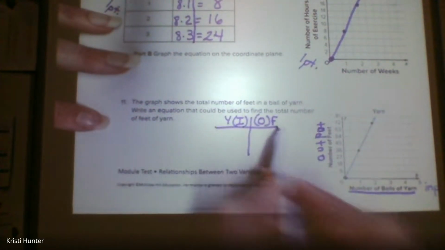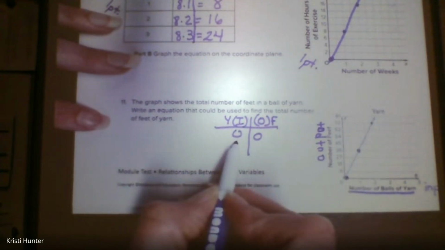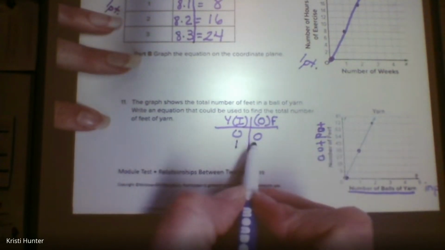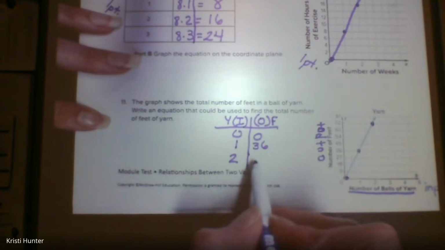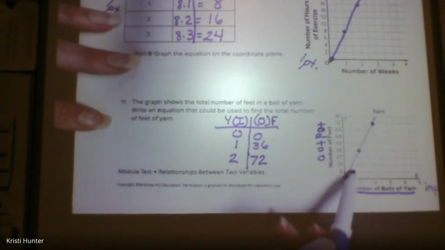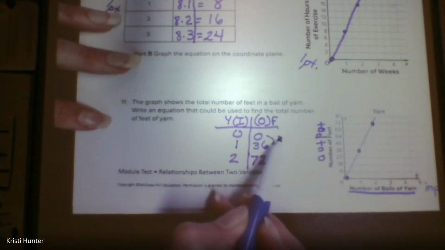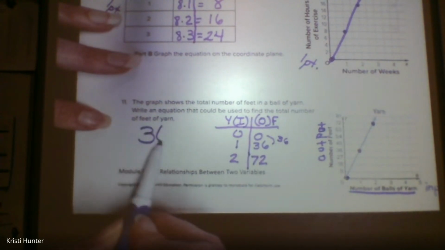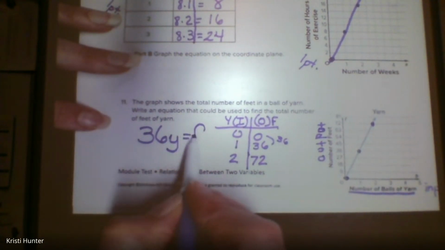All right, so I'm going to look. This point is 0, 0. This point goes over one ball of yarn, and up to 36 feet. Okay, I'll look at this next one. It goes over 2 and up to 72. So when I look, I already know it's a one-step equation because it went through 0, 0. And I see that 36 is what I'm growing by. So if I take 36 times the number of balls of yarn, I will get out the number of feet I have.